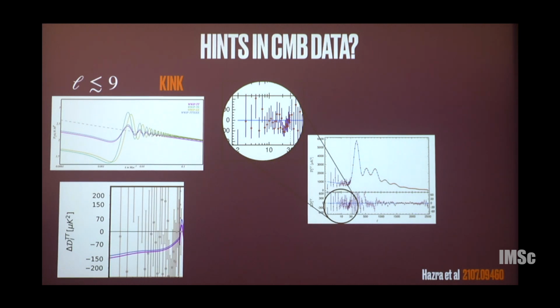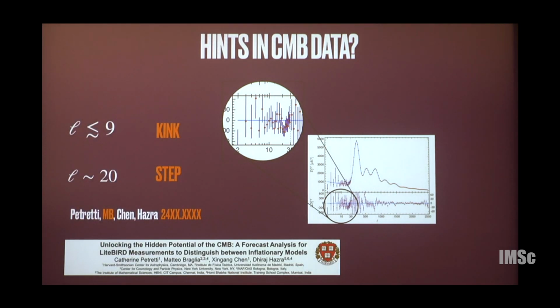Other models, such as this one that I'm showing from a paper by Dirac, like the Starobinsky model, are similar. The mechanism producing the feature is similar to the Starobinsky one. They can instead fit multipoles smaller than 10. And in fact, it is an interesting question whether with future experiments we will be able to tell these two kinds of models apart.